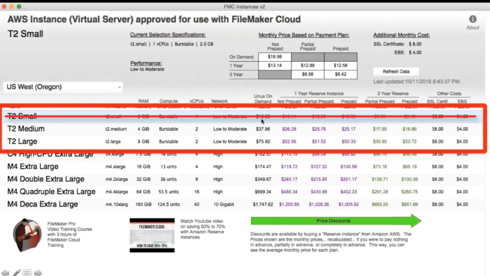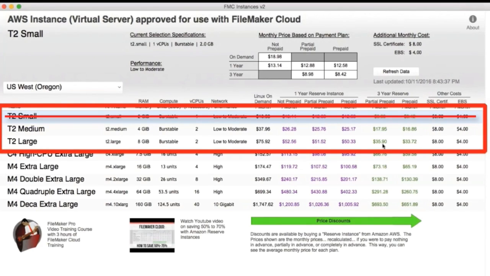And of course, FileMaker likes to quote these prices right here, which is $18, $37, $75 a month. But that is on demand. If you actually go and commit to a 1-year payment or a 3-year payment program with them, the prices go way down. Instead of $18, $37, and $75, you get $9, $18, and $35. So it's more than a 50% savings. So there's a lot of interest in these.